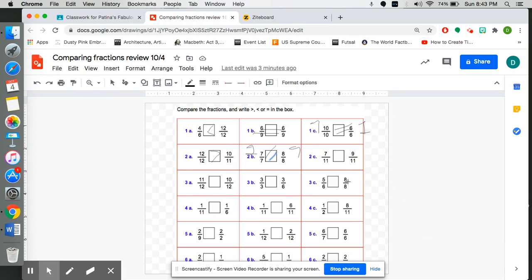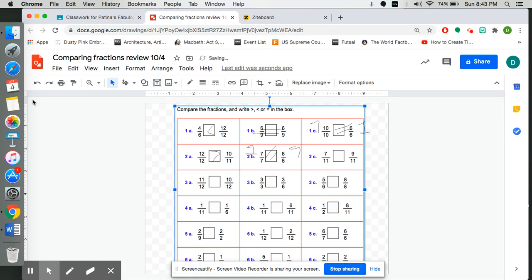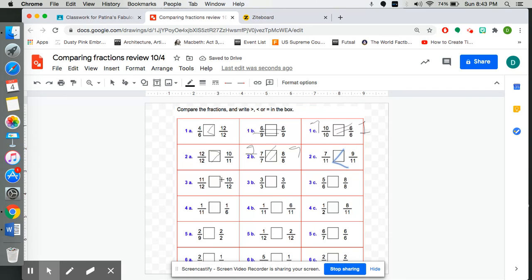Go back over to my Google Drawing, my scribble tool, and I would say that, woo, I did not mean to do that, friends. Okay, undo, click on the scribble, and 9/11 would be bigger. So you would just fill out all of these going down and compare them. And if you have any questions, let me know.